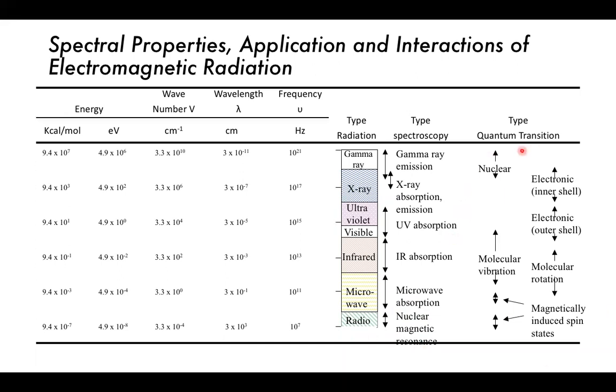And then the quantum transitions are over here. So with nuclear quantum transitions in the case of gamma rays, that's why it's kind of dangerous, because it interacts with the nucleus. X-rays involve inner shell electrons, so the ones close to the nucleus. UV is outer shell electrons, so like the valence electrons, the HOMO and LUMO electrons. Infrared is molecular vibrations, molecular rotations, which also go into the microwave region. And then magnetically induced spin states are those seen in some forms of microwave absorption and in all forms of NMR.